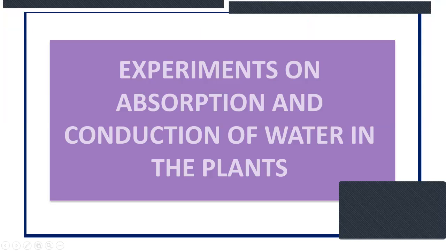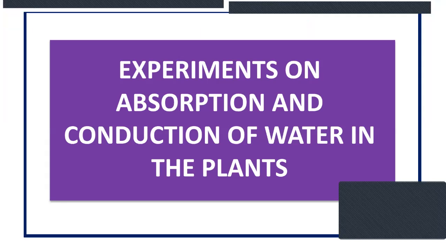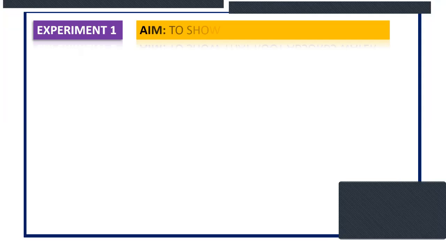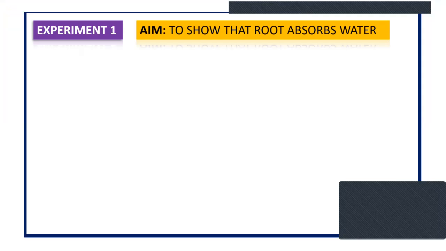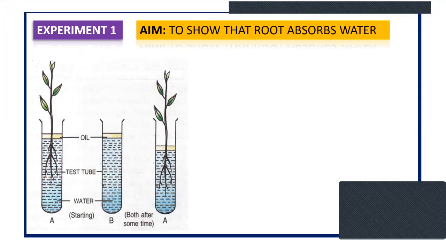Welcome back everyone. In this video, I will be explaining some experiments on absorption and conduction of water in plants. The first experiment is to show that root absorbs water. For this experiment, we have taken a test tube filled with water. In this test tube, we have inserted a plant with its root intact. The plant can be any plant, for example, we can take a balsam plant.